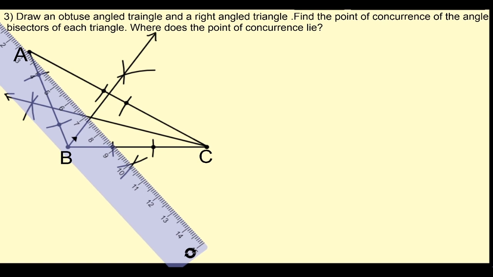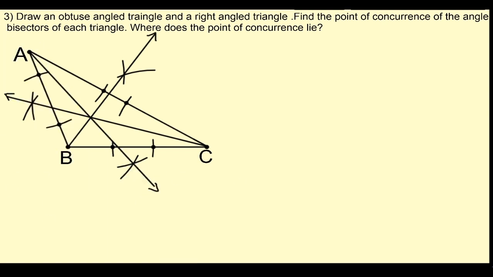As we can see, the angle bisector have divided the angle into two equal parts. So here, the point of concurrence of the angle bisector in obtuse angle triangle lies interior of the triangle.